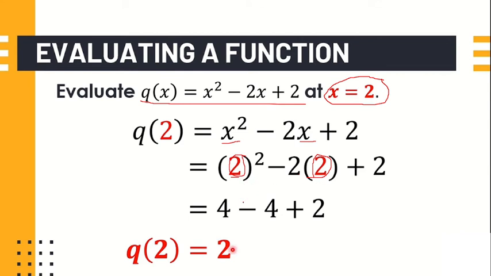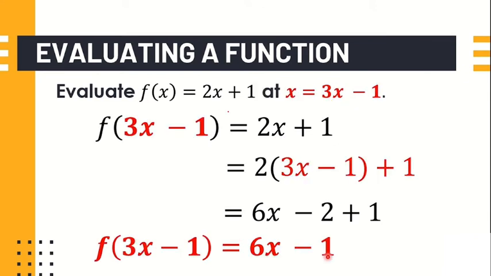Okay, so after that, do the operations po. 2 times 2, 4. 2 times 2, 4. So, meron tayong minus dito and plus. So, 4 minus 4 plus 2, yung 2 natin, bring down lang po. So, 4 minus 4, 0 plus 2. Okay, 2. Okay, nasabtan na? Dali ra kani siya, mag-substitution lang ka.